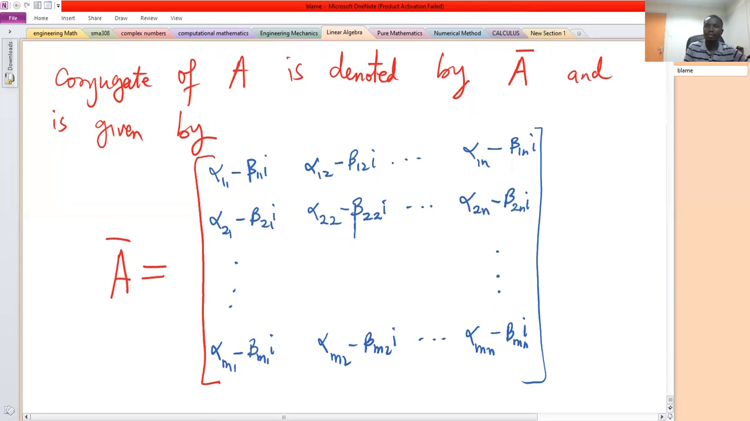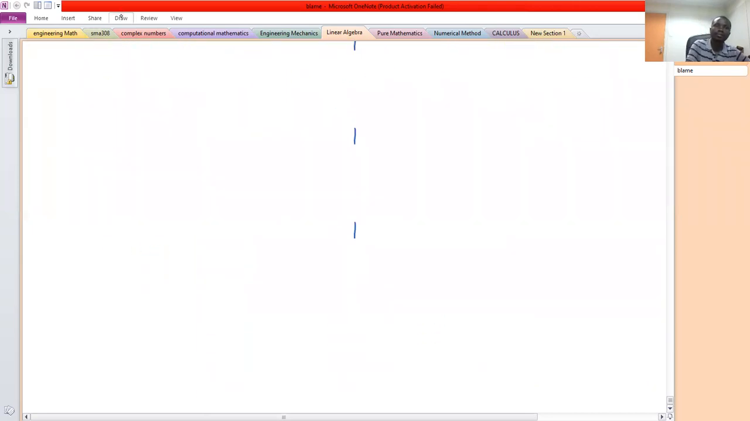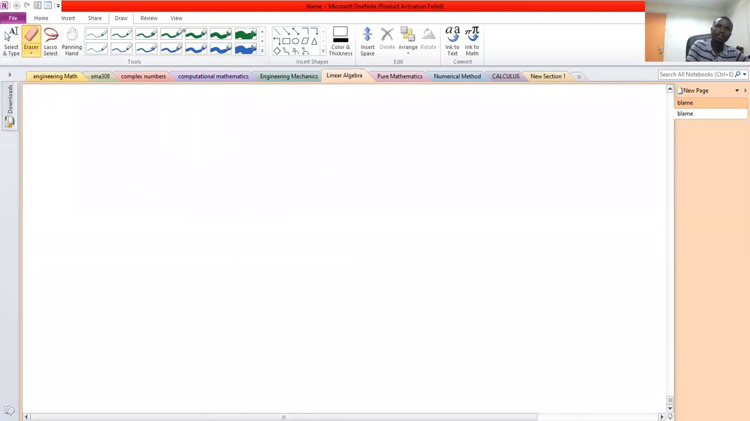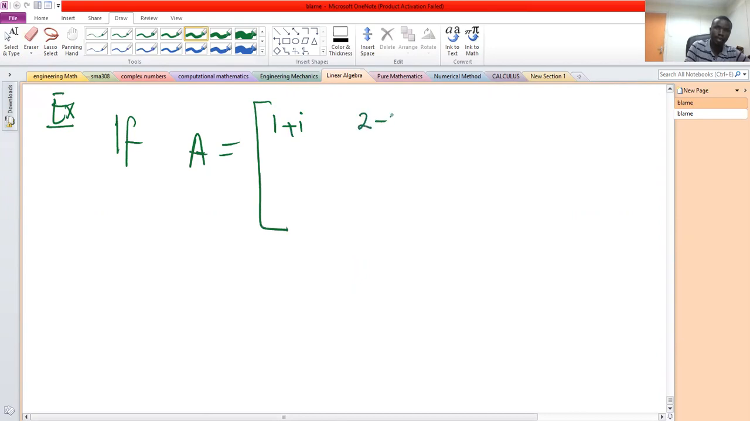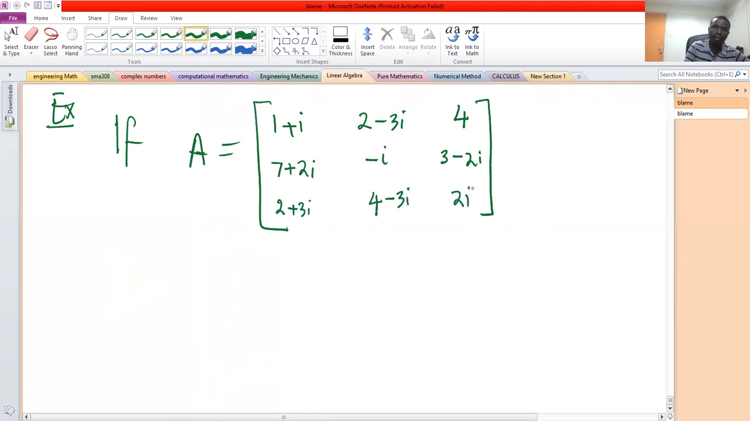Now, a more specific example. If you have the matrix A given by 1 plus i, 2 minus 3i, 4, and then 7 plus 2i, minus i, 3 minus 2i, 2 plus 3i, 4 minus 3i, 2i.